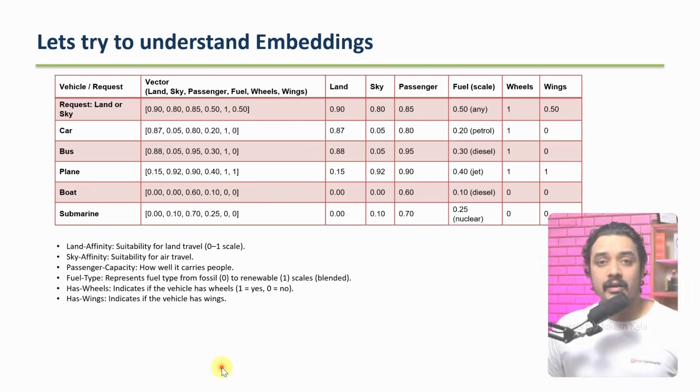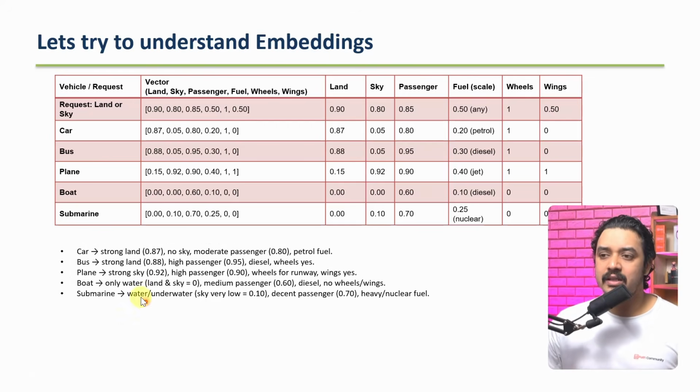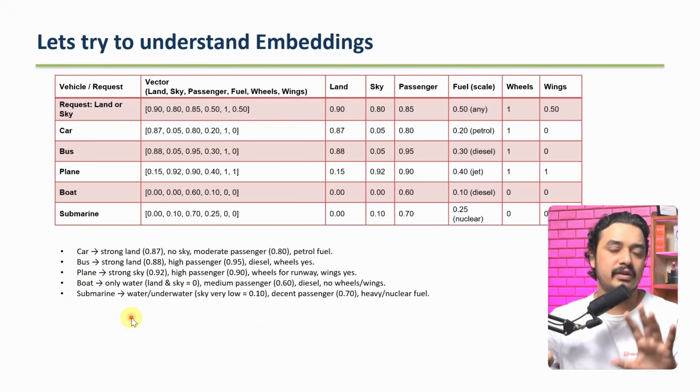Okay. Now, once you have the embedding, this is how all the questions can be answered, right? The car is strong on land, no sky. So this is how the AI will be able to relate to that, and any question you ask would be answered from this matrix using these parameters, just for illustration purposes.